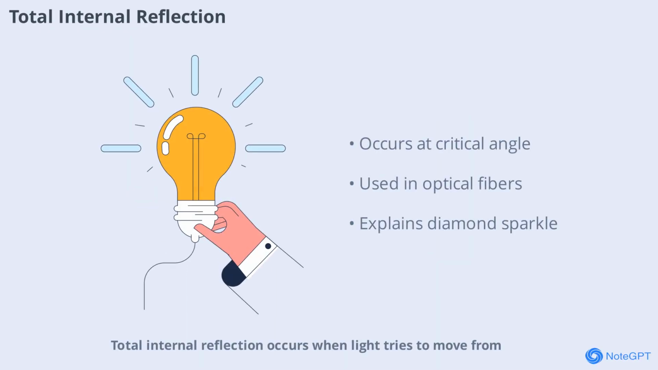Total internal reflection occurs when light tries to move from a denser to a rarer medium at a certain angle, causing it to reflect entirely back into the denser medium. This phenomenon is used in optical fibers and periscopes. It's also why diamonds sparkle so brilliantly as light bounces inside before exiting.